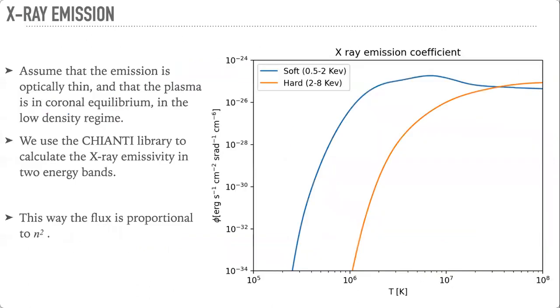Now we calculate the X-ray emission, and the way we do it is basically for a given temperature, we have an emissivity of X-rays in 2 bands, a soft band between 0.5 and 2 kilo electron volts, and a hard band between 2 and 8 kilo electron volts. We assume that the emission is optically thin, that the plasma is in coronal equilibrium, and therefore we can use the Chianti library to calculate the X-ray emissivity in these 2 energy bands as a function of temperature. With the assumption that this is in the low density regime and is optically thin, the flux is proportional to n squared, the local density squared, and the emission coefficient given by the temperature at each point.